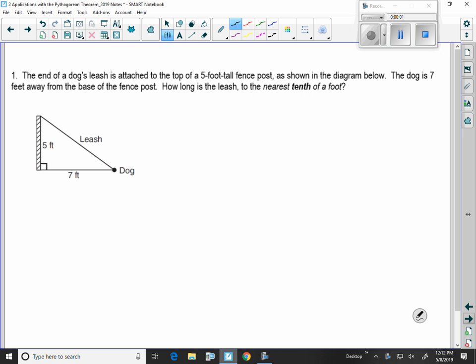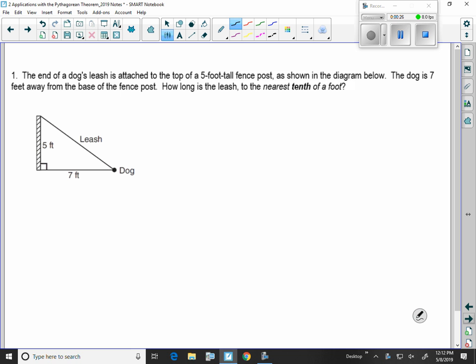All right, so number one, we have a picture, which is really nice. It's kind of easy to see what we're going to be solving for. But let's read what's going on. The end of a dog's leash is attached to the top of a 5-foot-tall fence post, as shown in the diagram below. The dog is 7 feet away from the base of the fence post. So here's the post. Here's the length that the dog is on the ground. How long is the leash?